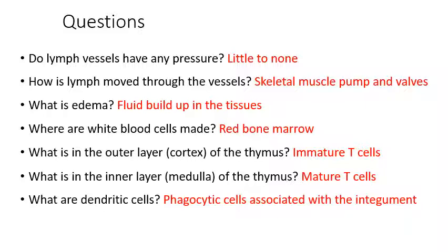And then the thymus is where the T cells that are made in that red bone marrow are going to mature. So in the outer cortex of the thymus, we find the immature T cells, and the inner medulla of the thymus is where we find mature T cells. And then dendritic cells are the phagocytic cells associated with the integument that we also find in your lymph nodes.